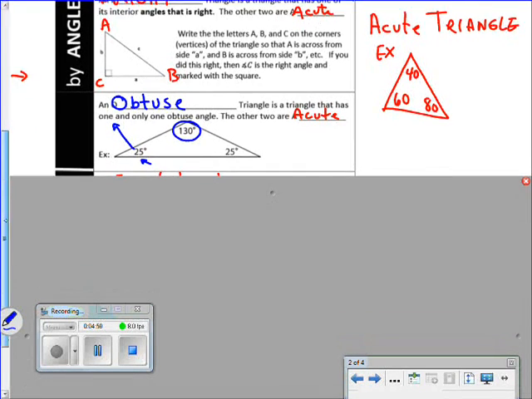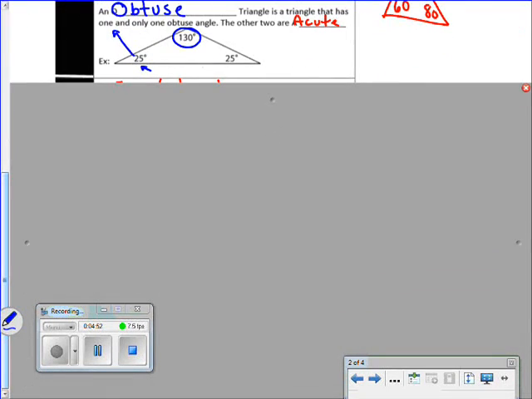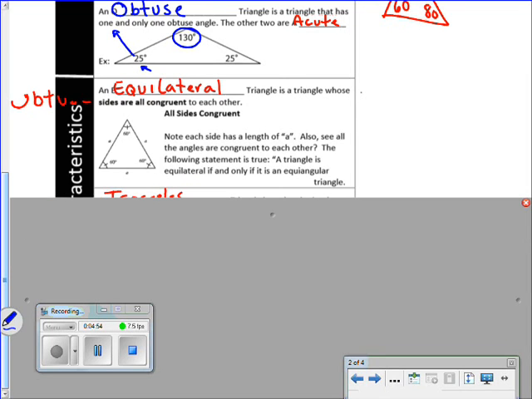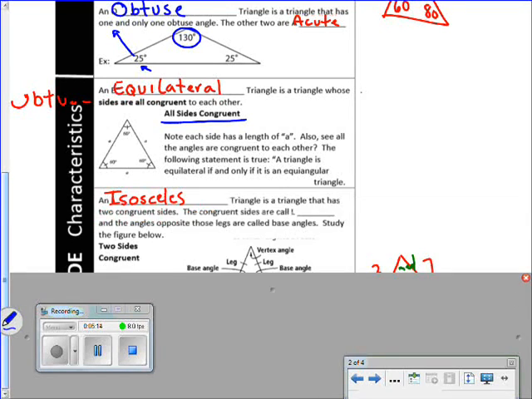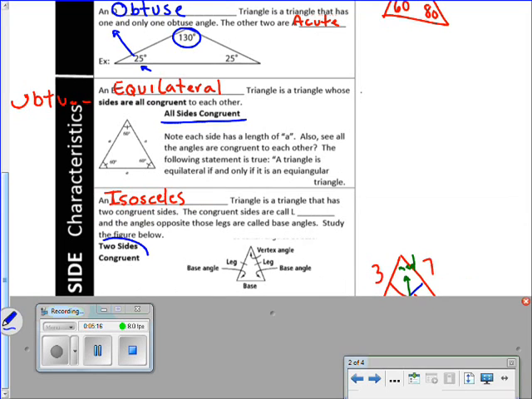All right, let's move on. So the next one is an equilateral triangle. An equilateral triangle is a triangle where all the sides are congruent. Okay, that's pretty easy. So in an equilateral triangle, you can see that, like I say, that all the sides are congruent. And so the next one is an isosceles triangle, and that's one where you have two sides that are congruent.